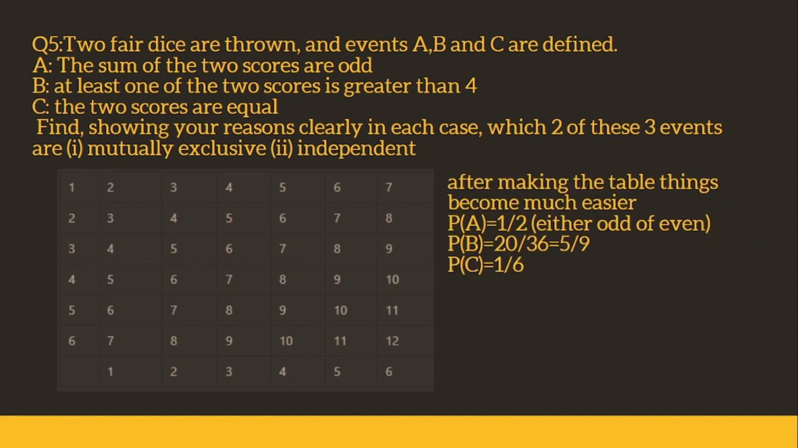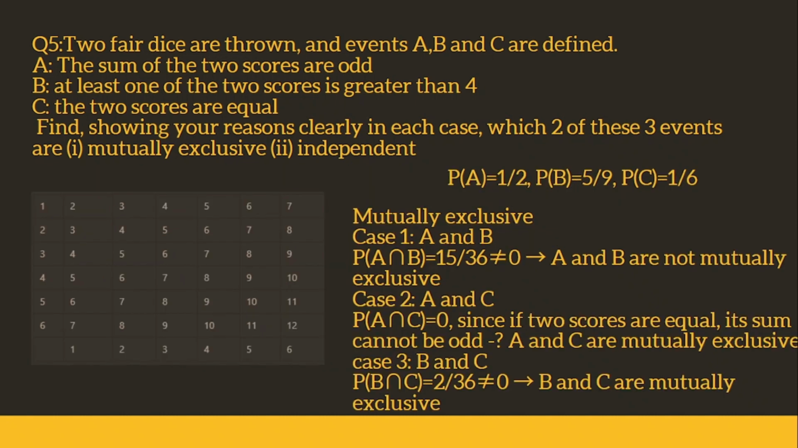So for the first part, you'll be laying down all the ground numbers. We first find the probability of A, probability of B, probability of C, because after we find these, we can work on whether they are mutually exclusive or independent. First we find mutually exclusive. To test it, we need to see if the probability of the intersection is 0. If the probability of A and B intersecting, or A and C intersecting, is 0, then it's mutually exclusive because there's no common scenario.